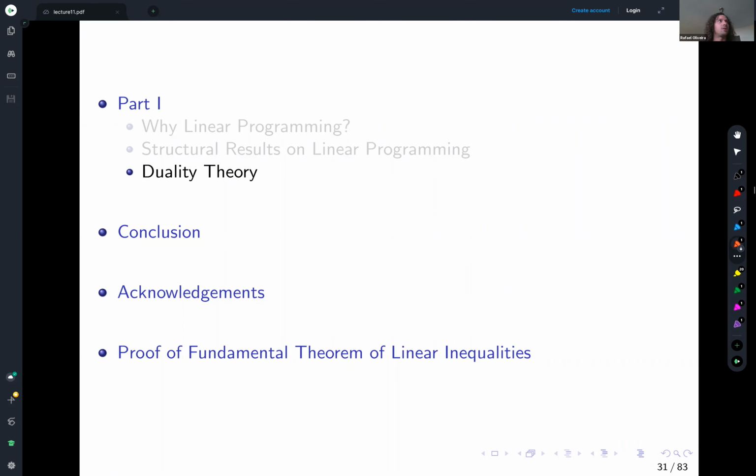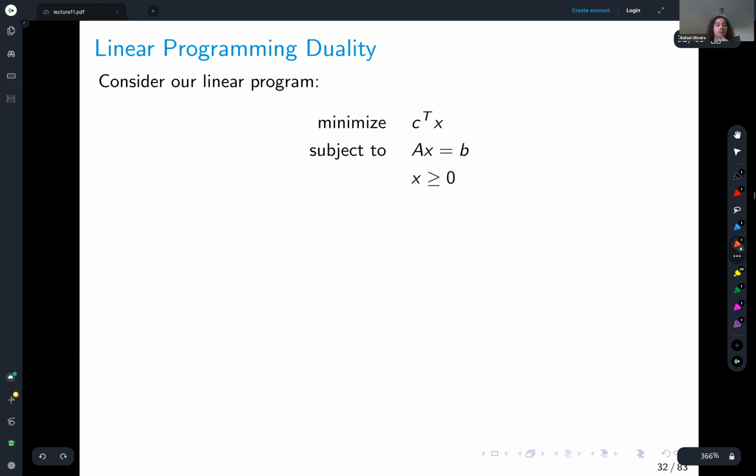And now let's talk about the duality theory, right? So remember, let's consider a linear program in standard form. We're minimizing a linear function like C transpose X, subject to AX equals B, and X is non-negative.